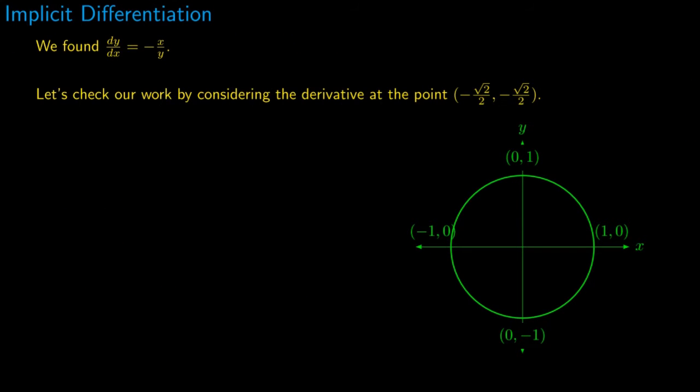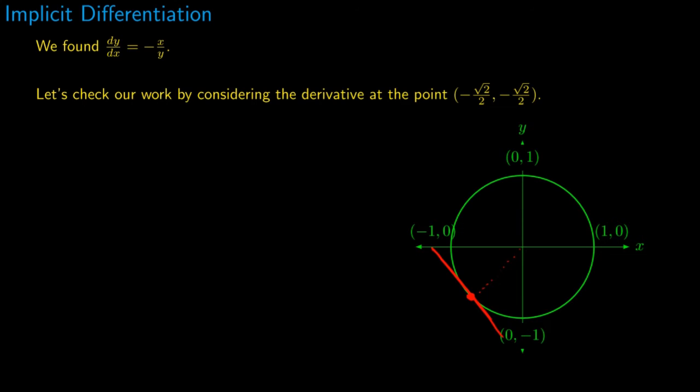So let's check our work by plugging in a specific point and seeing if it makes sense. We found dy/dx to equal negative x over y. We're going to check our work by considering the derivative at the point (negative square root 2 over 2, negative square root 2 over 2). That's the point right down here in the third quadrant, halfway through that quadrant. So we would expect the slope of this tangent line, if we drew it in, to be negative 1. That's what we're hoping our outcome will be.